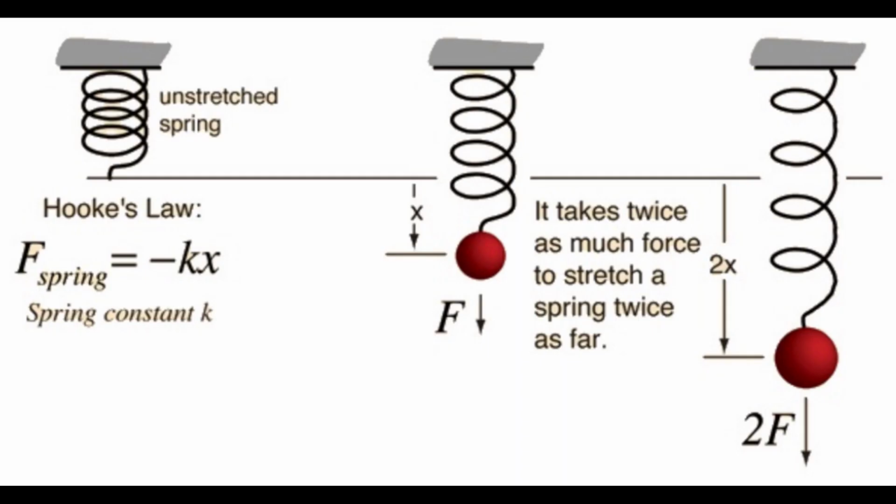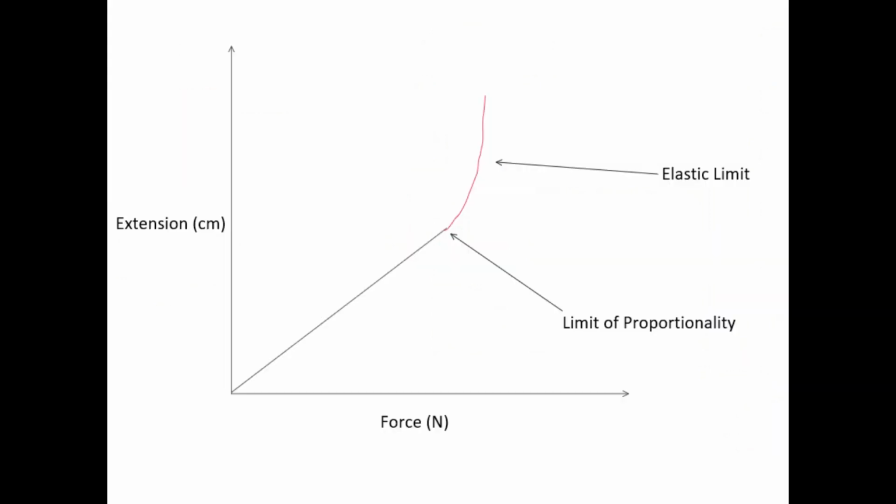All it basically says is that for every 1 Newton increase in the force, the spring stretches by the same amount, basically the same proportion, up until a certain limit called the limit of proportionality, by which point the spring changes shape. This is called Hooke's law.